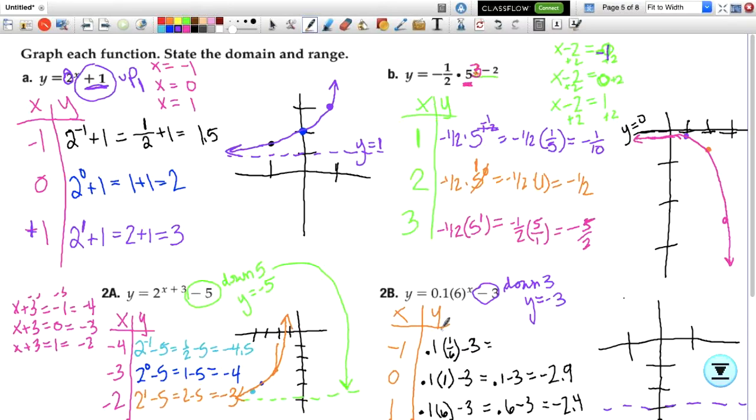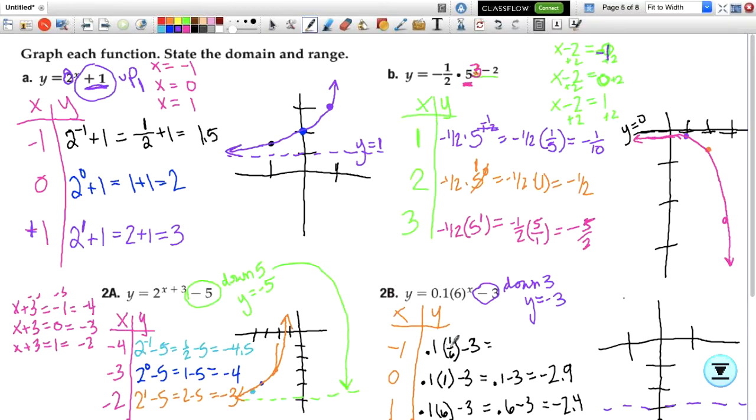So I personally would probably make this 1/10, because I know 0.1 is 1/10, and then I'd go across the top and across the bottom, and I would get 1/60 minus 3, and then I would get -2 and 59/60. Okay, so I know that's going to be really close to -3. But that's probably not what you would do. You wouldn't say, oh, I'm going to make it into a fraction. I love fractions so much.